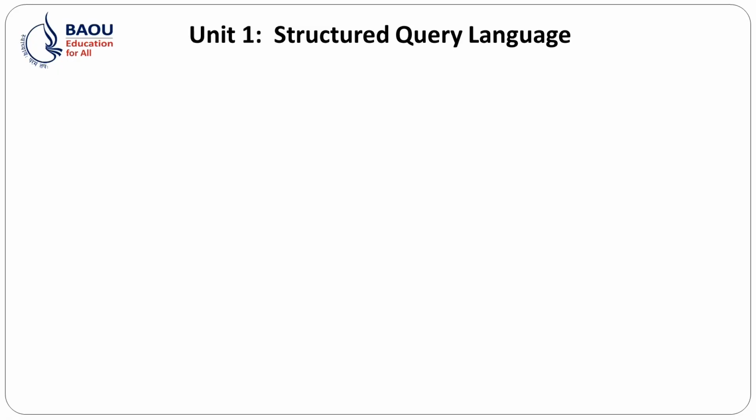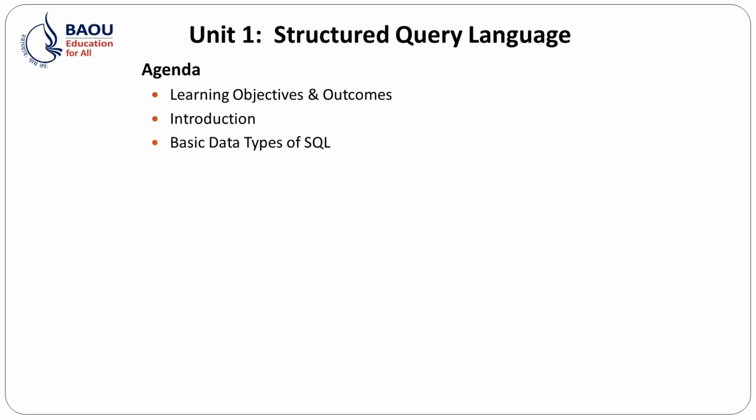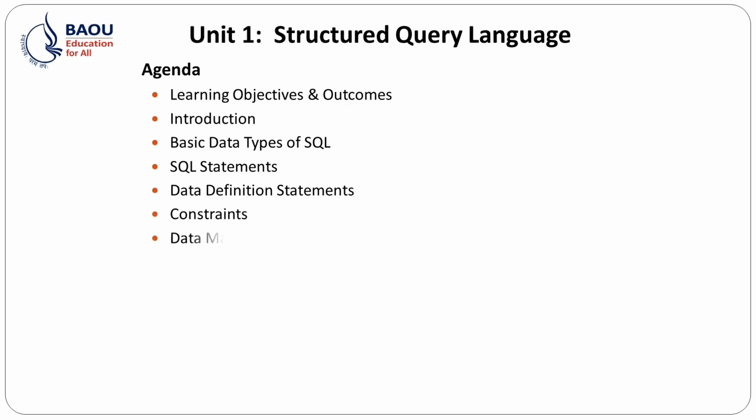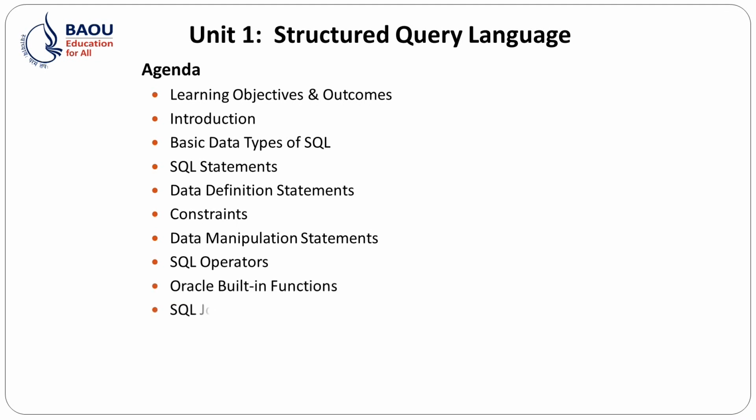Now we will start with Block-3. Unit-1 is Structured Query Language. First we see the agenda of Unit-1: learning objectives and outcomes, introduction, basic data types of SQL, SQL statements, data definition statements, constraints, data manipulation statements, data operators, Oracle built-in functions, joins, subquery, views, index and sequences. All these topics are included in SQL.